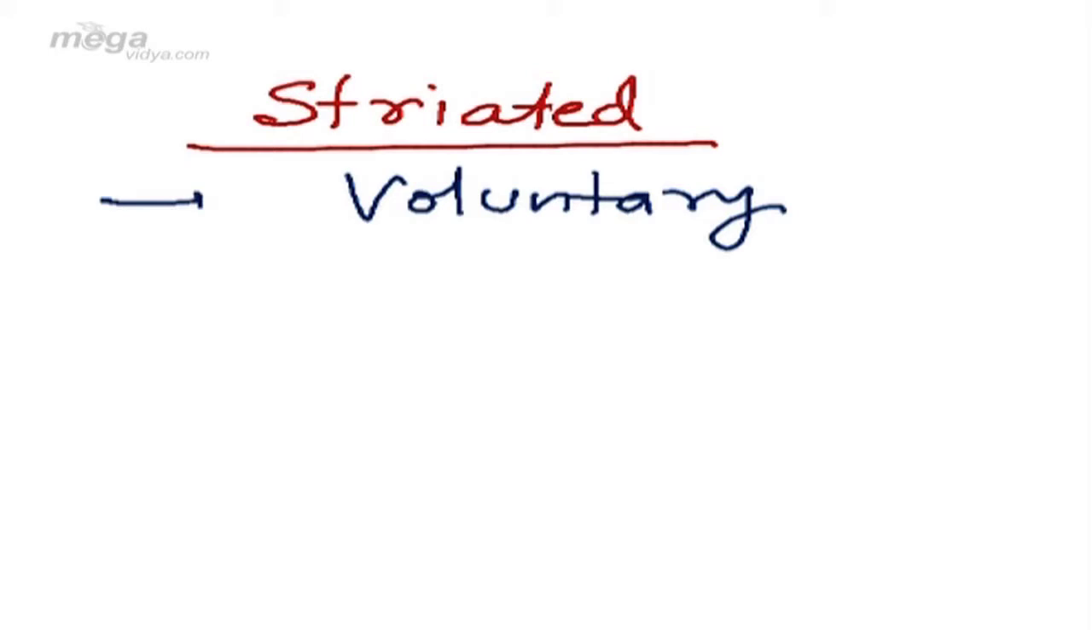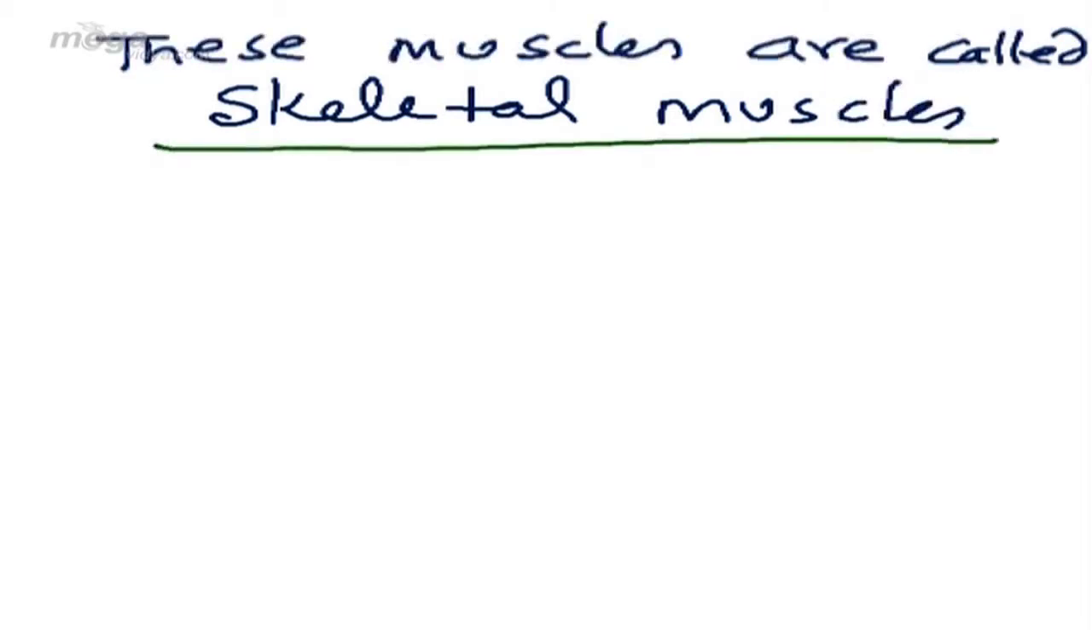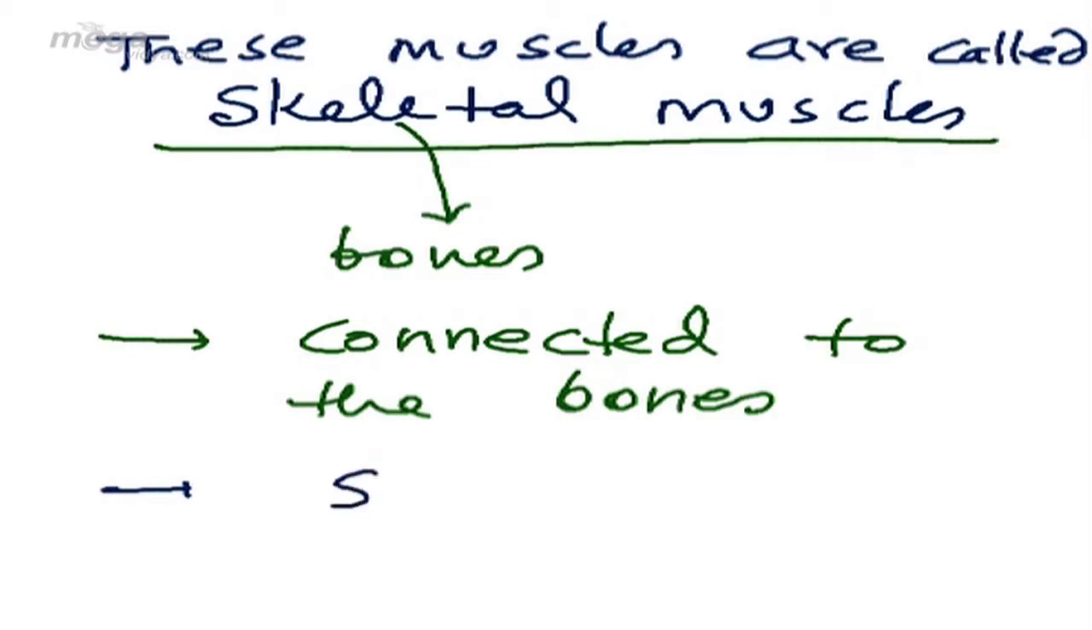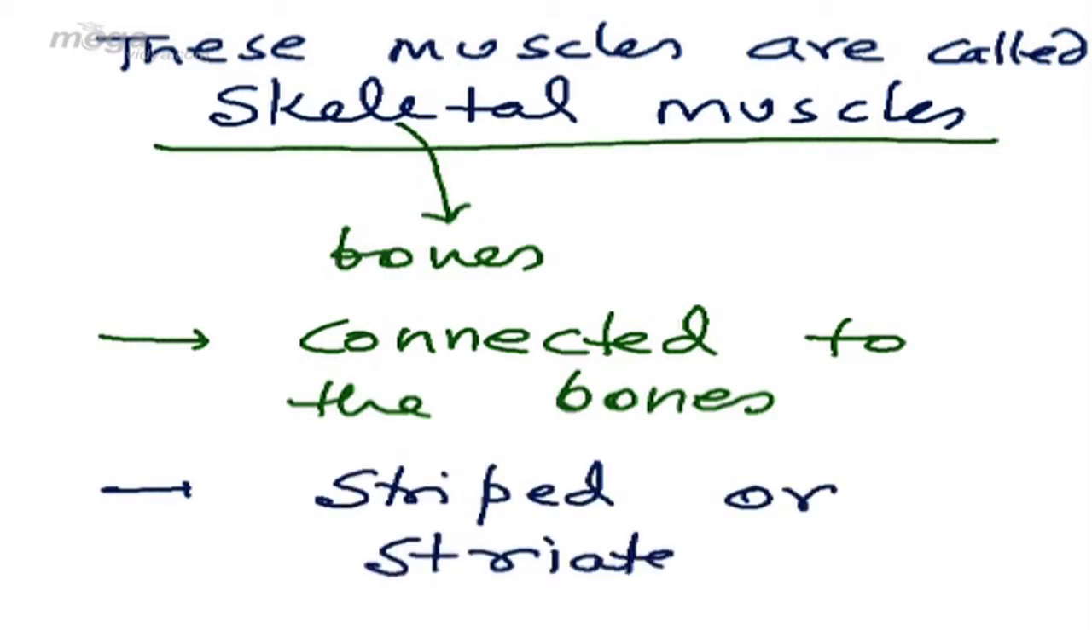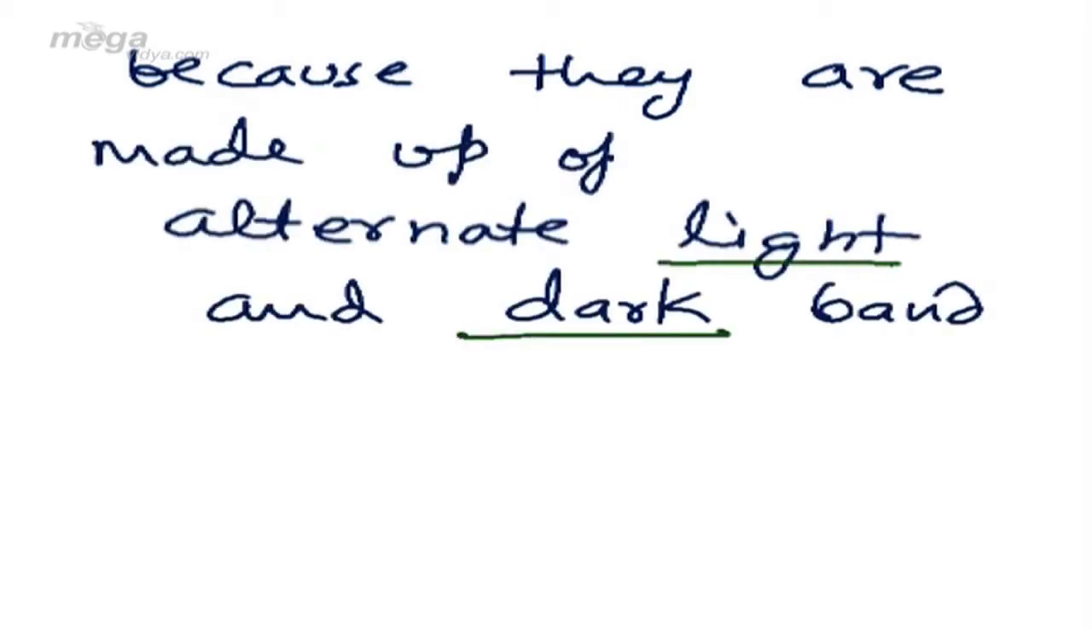The first is striated muscles, also called voluntary muscles. These are called voluntary muscles because they are under our control, that is, they are controlled by our will. These muscles are also called skeletal muscles because skeletal, as you know, means bones. So, as the word implies, these muscles are connected to the bones. They are called striped or striated muscle because they are made up of alternate light and dark bands.